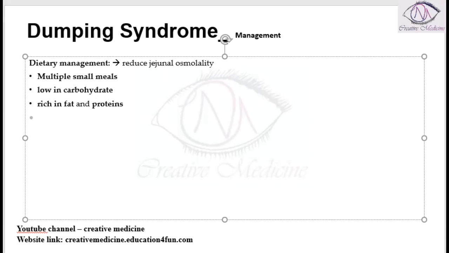Now, liquids during meals should be avoided, because if there are more liquids in the meal, there is more fluid in the stomach, which goes into the duodenum at once, leading to increased diarrheal symptoms and increased vasomotor symptoms. So these are the dietary management measures.